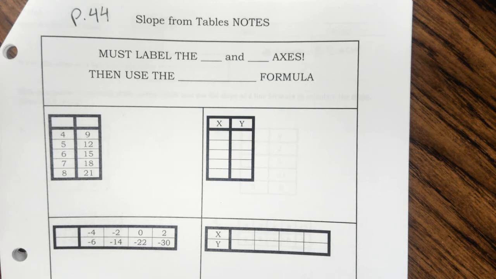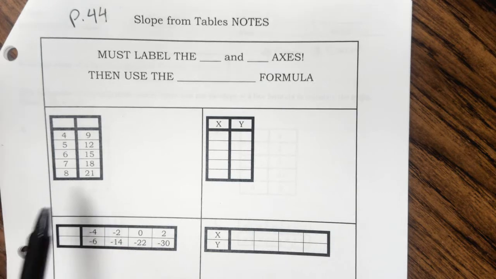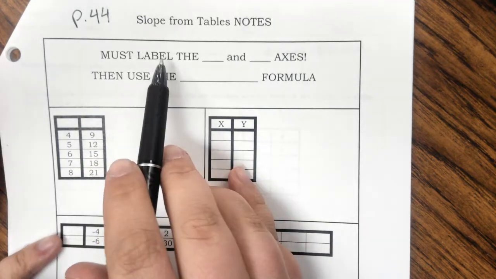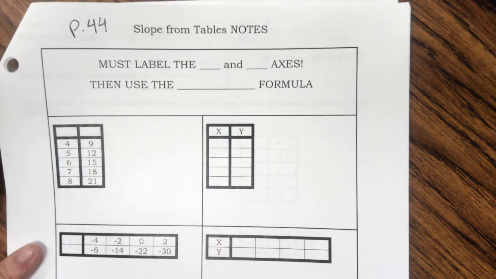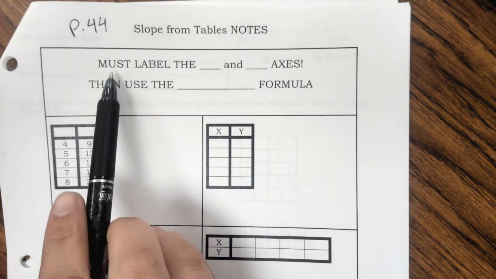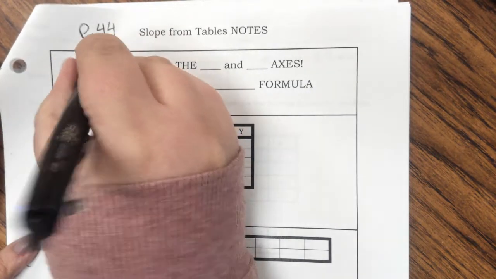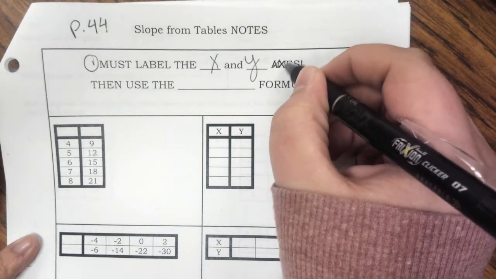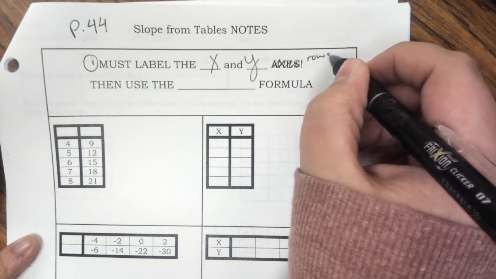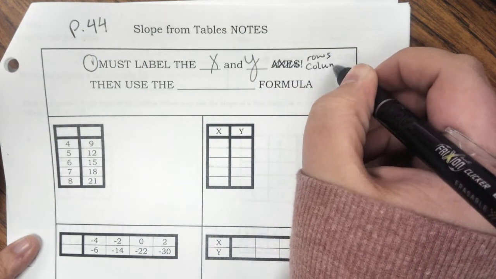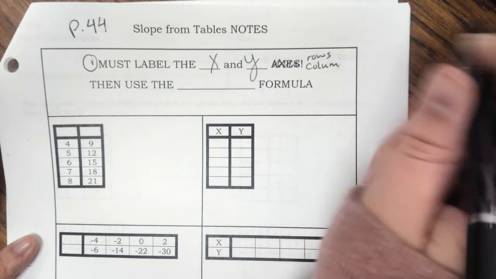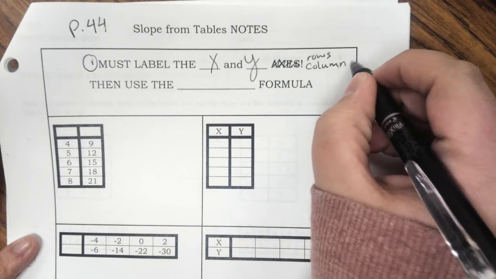Today's lesson is about finding the slope of a line that is being represented in a table. This is page 44 in our notes. First, you must label the X and Y, and I put axes, that's the rows or the columns. Spelled columns wrong. There we go.